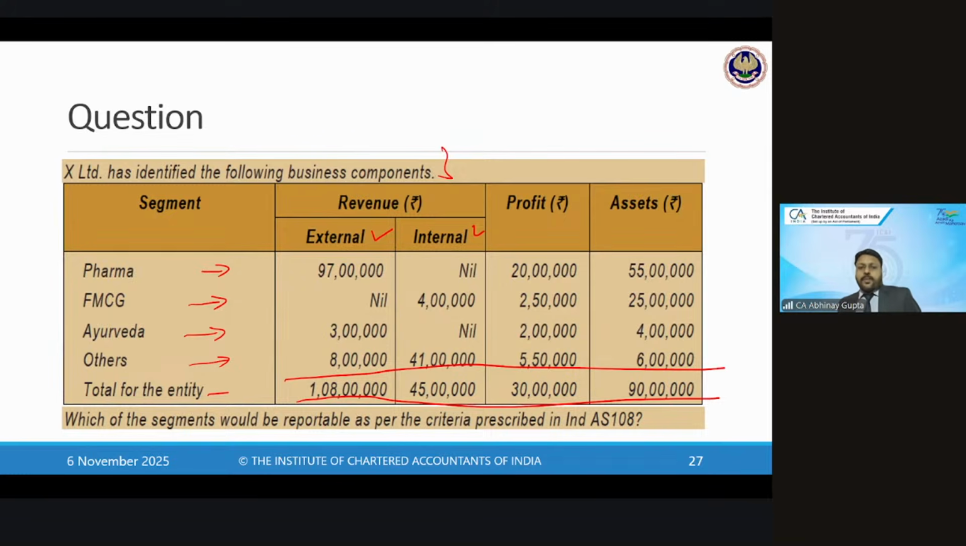Now, among these three, pharma, FMCG, and Ayurveda, we need to apply the thresholds to come up with the reportable operating segments, and the data which was presented to the CODM for their performance review is presented to you in this question. For all three segments, revenues, profit, and assets are given, and the total for the entity is also given. You need to apply all three conditions for all three operating segments and come up with the reportable ones. So you have 5 minutes. Try to get your answers ready and then we will discuss.